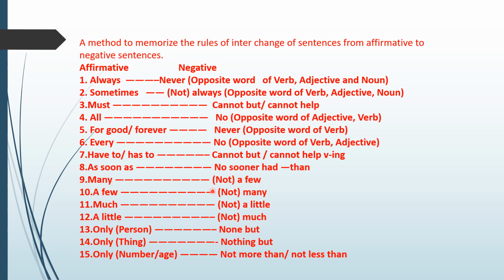Many, not a few, not many. Much, in the negative it will go not a little, not much. Only, if it is followed by a person like God or he, then in the negative you will begin by saying none but. If there is only and a thing, then you will start with nothing but. If there is only and there's a number or an age, then in the negative you will write not more than or not less than.